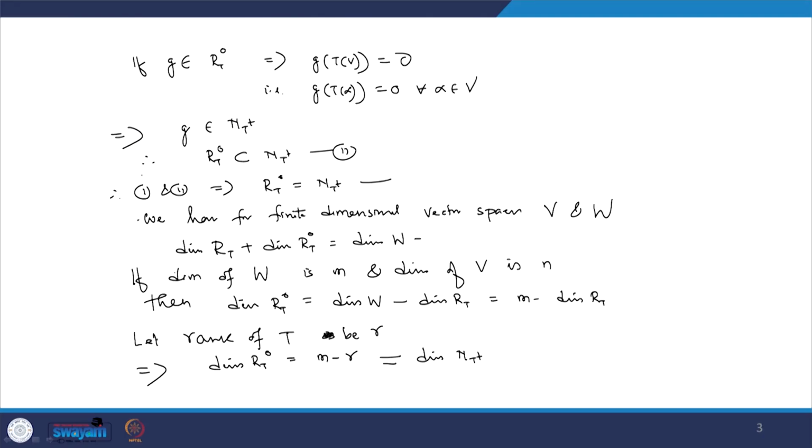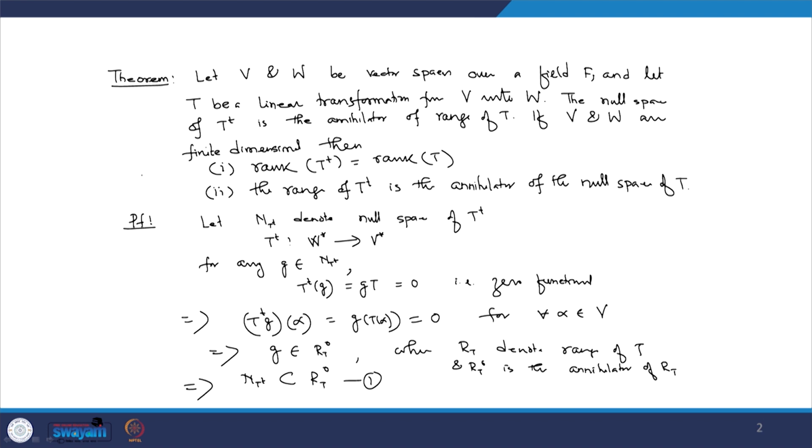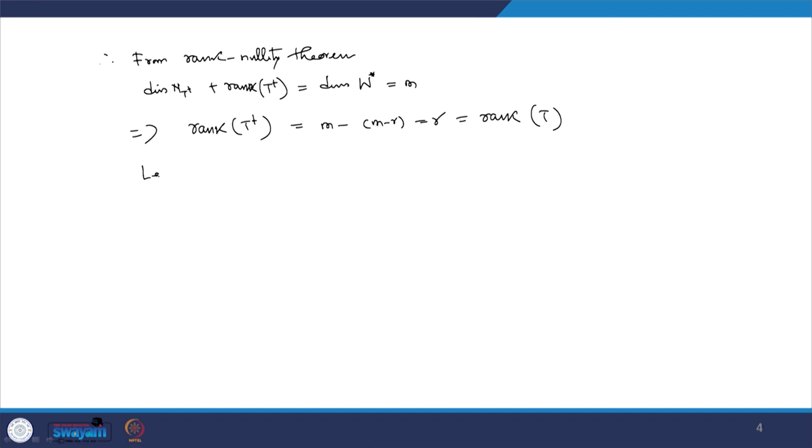Now, we want to show the other result, that the range of T transpose is the annihilator of the null space of T. Let N denote the null space of T. Claim: N naught equals R(T transpose), that is, the range space of T transpose is basically the annihilator of N.